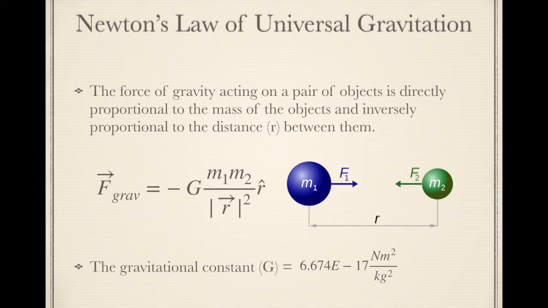I use Newton's law of universal gravitation to find the mass of the black hole. This principle describes the forces of gravity acting on a pair of objects, which is dependent on the objects' masses and inversely proportional to the distance between them. To calculate the mass of the black hole, I will set the force of gravity equal to the net force from the computational model and solve for the black hole's mass.